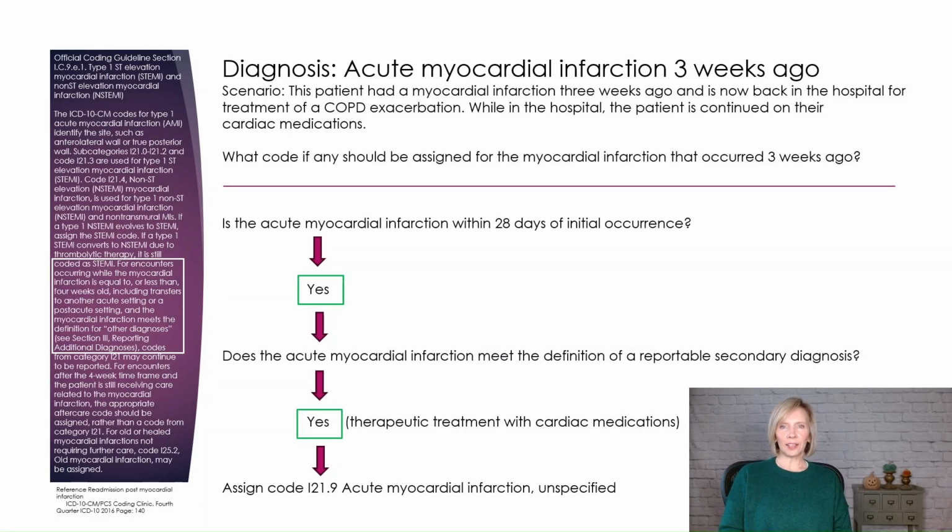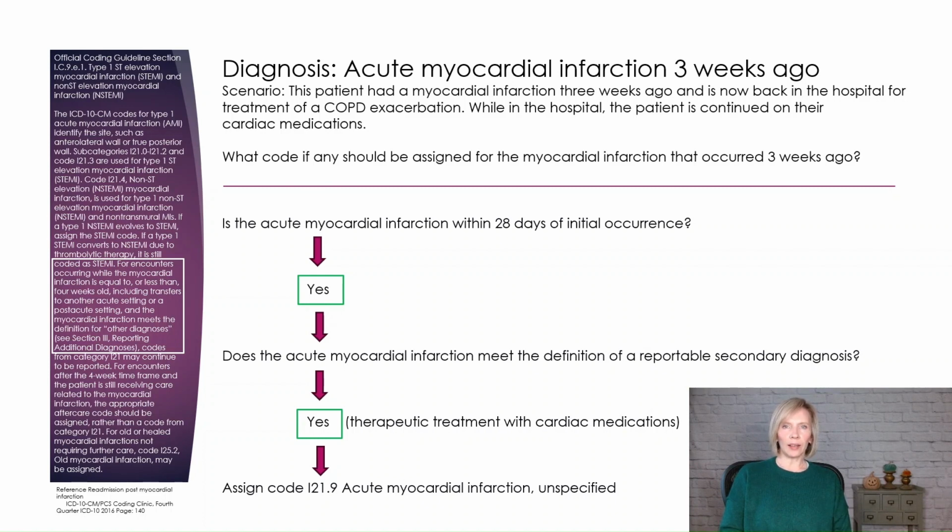In this next scenario, we have a patient who had a myocardial infarction 3 weeks ago and is now back in the hospital for treatment of a COPD exacerbation. While in the hospital, the patient is continued on their cardiac medications. What code, if any, should be assigned for the myocardial infarction that occurred 3 weeks ago?